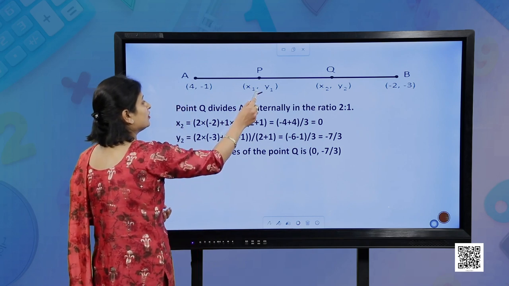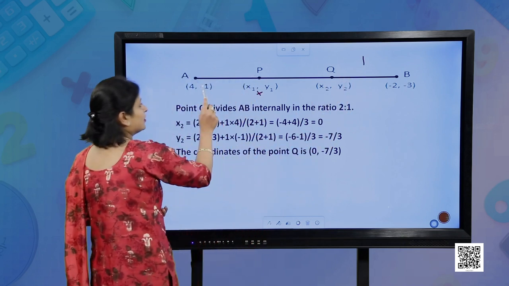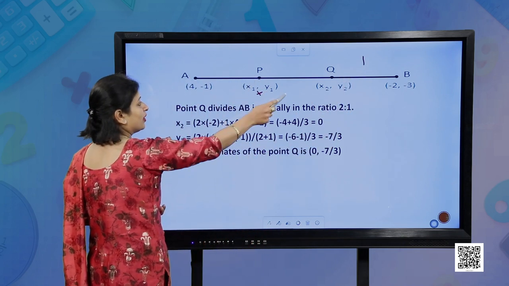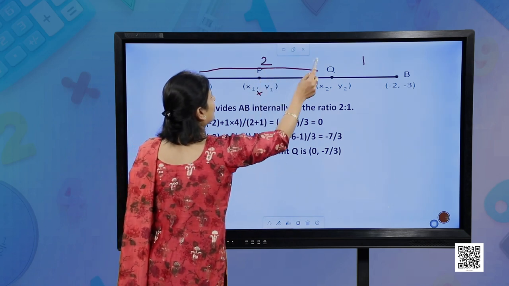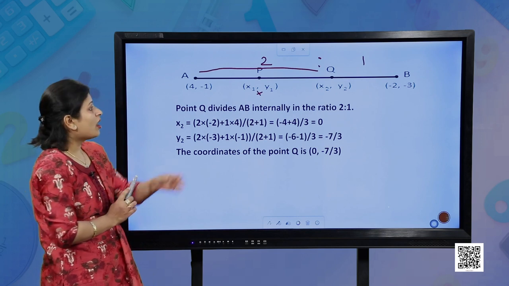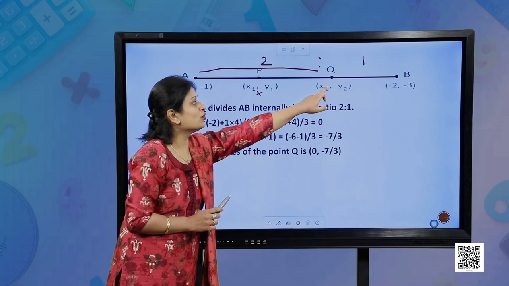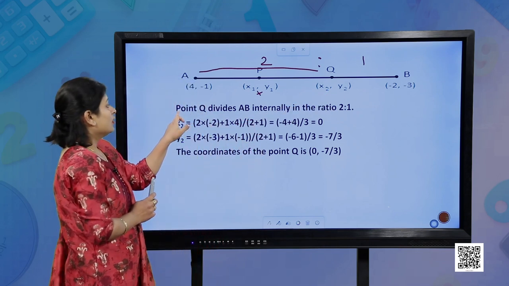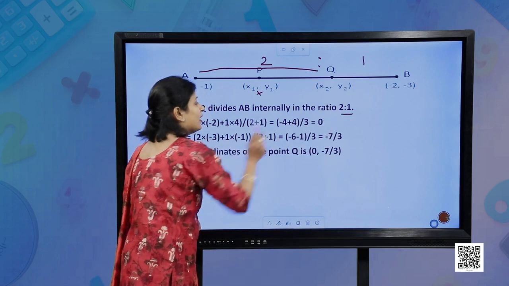For the point Q, what will you do? Now, you will not consider this point. See, this part is 1 and this is divided by P into two equal parts. So, this will be 2. So, then now the ratio will become 2 is to 1. How will you find the coordinates of Q? X2, Y2. Now, for point Q, it divides AB internally in the ratio 2 is to 1.